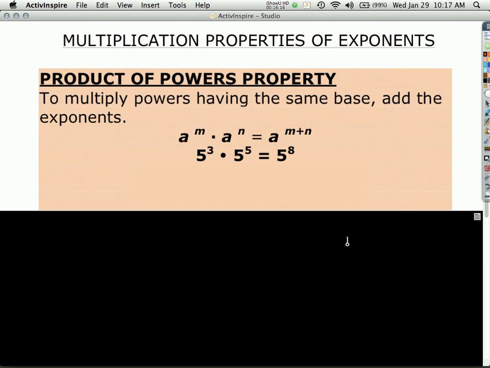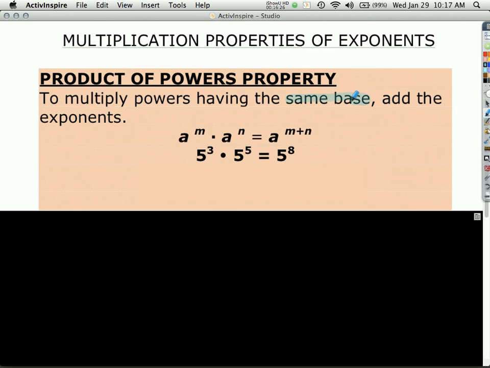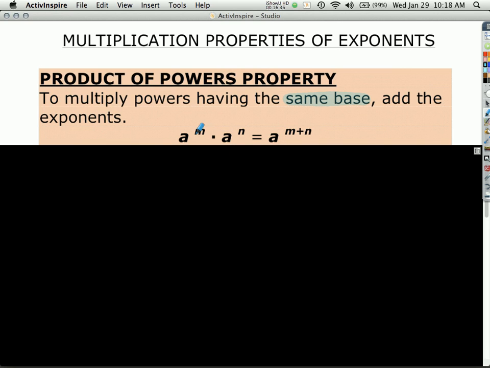So, if we multiply powers that have the same base is a critical piece. They have to have the same base, then we can add the exponents. So if we have a to the m power times a to the n power, same base, multiplication, add the exponents. It's a trick. It's a shortcut.